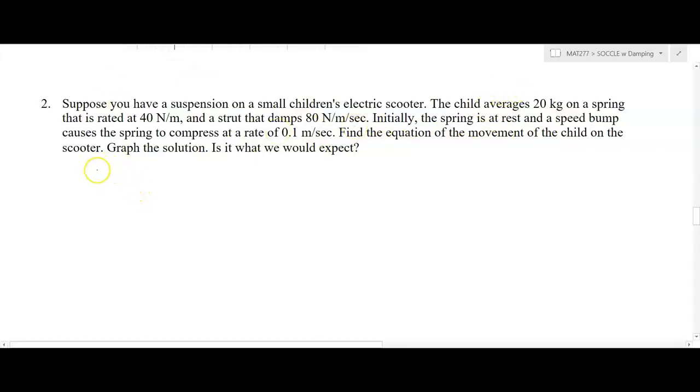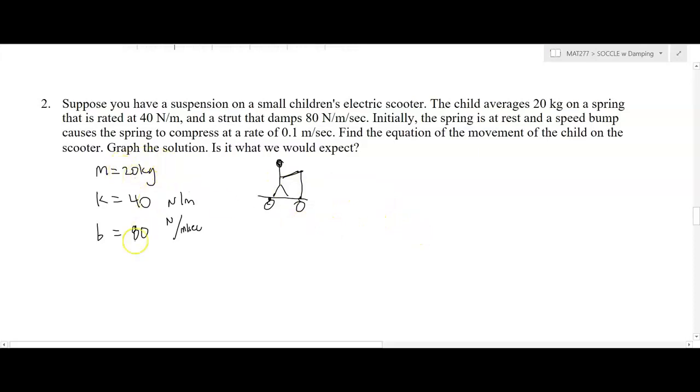So here we see that we have a mass that's going to be 20 kilograms. We have a spring constant, which is rated at 40 newtons per meter. And we have a damping coefficient, some sort of strut suspension assembly that's 80 newtons per meter per second. And so again, we have some sort of scooter here. There's the handlebars on that scooter, and it's going to have some sort of suspension in here, some sort of spring between the wheels and the scooter itself. And then we're going to have, of course, it's got to be a stick figure child. And the child is going to ride this thing down the street.